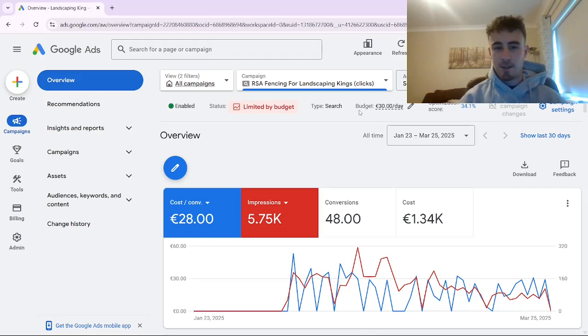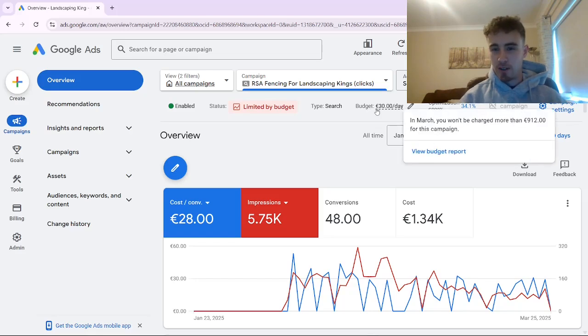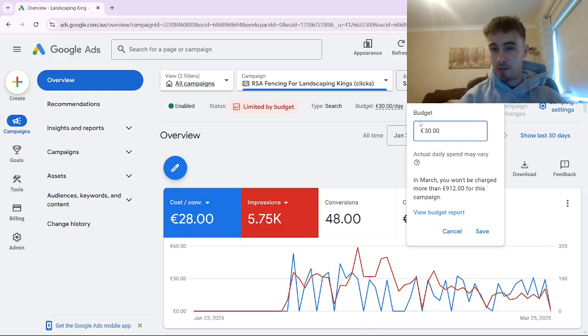And when it comes to setting your daily budget, it's really simple. At the end of the initial setup process, you'll just enter the daily budget that you want to use. But also, if you ever want to change your daily budget at any time, you can simply come up to budget up here and change this from 30 euro per day to whatever amount per day that you'd like to go with.